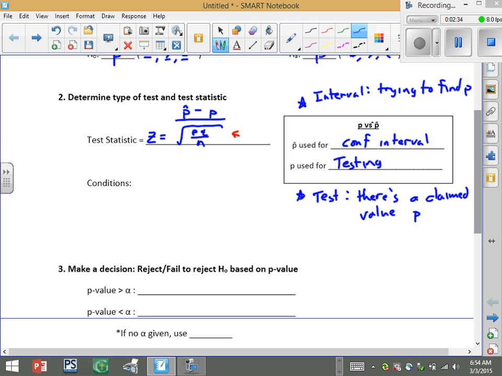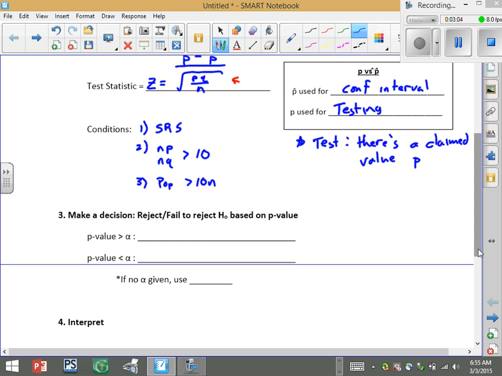So the conditions here, a lot of them are going to look very, very similar to the ones we did with intervals. The first one's always going to be random. And then the next one, we did np hat and q hat before. Now we're doing np and q. We want to make sure those are greater than 10. And then we want to make sure the population is greater than 10 times n. So those three conditions are the same thing, except we're using p's the whole time. With tests, we're using p the whole time.